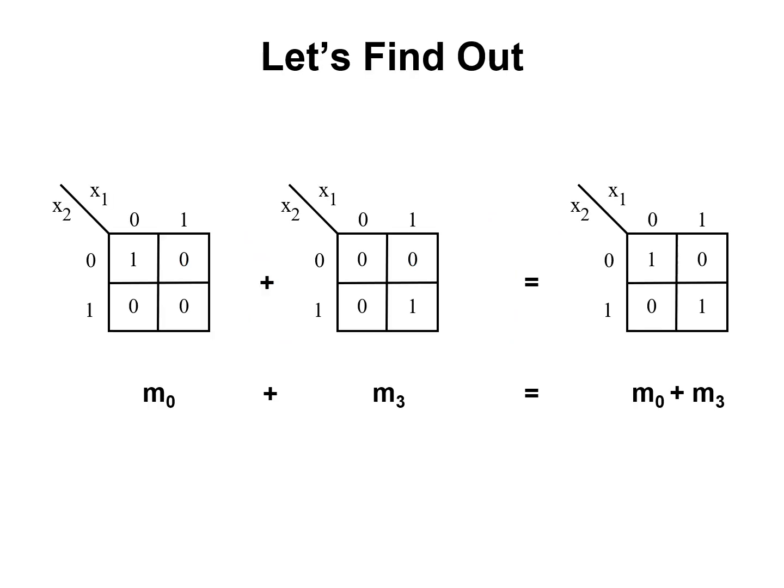Let's find out another example. M0 plus M3. Here we are going to group the value as M0 plus M3. This is a valid thing. Here we are going to form a value as x1 bar x2 bar plus x1 x2.